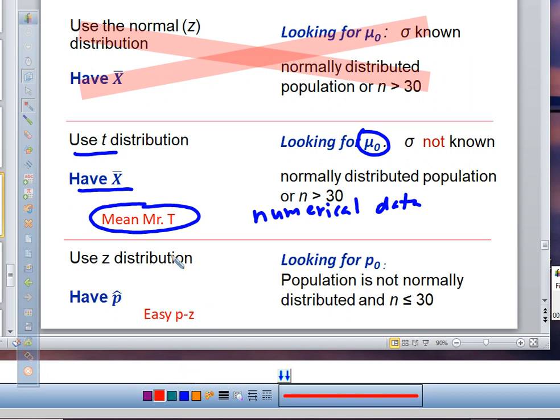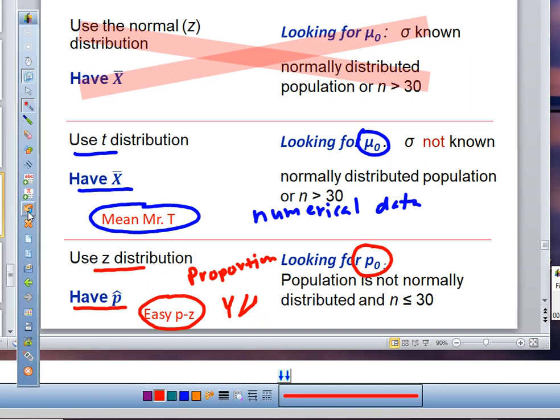And then we have a z-distribution. When do you use a z-distribution? Think easy peasy. It's when you have a p, when you have a sample proportion. You're looking for p naught. So these are proportions. Easy peasy. These are proportions. And these are going to be when you have a yes-no question. Yes-no data. Data is yeses and nos.